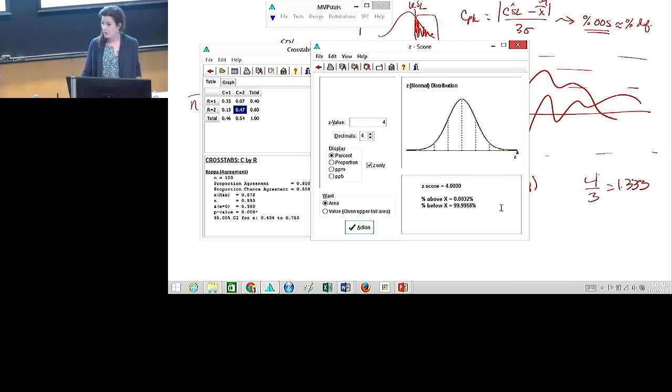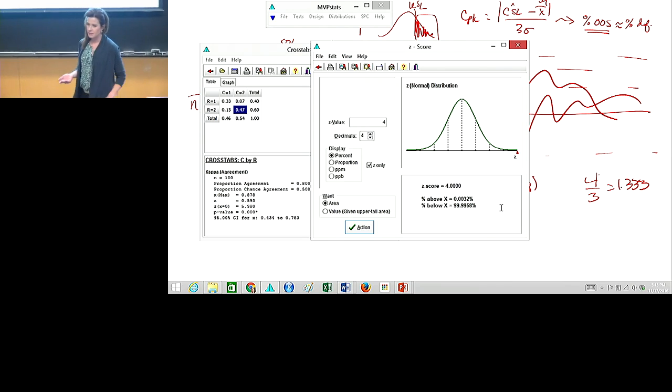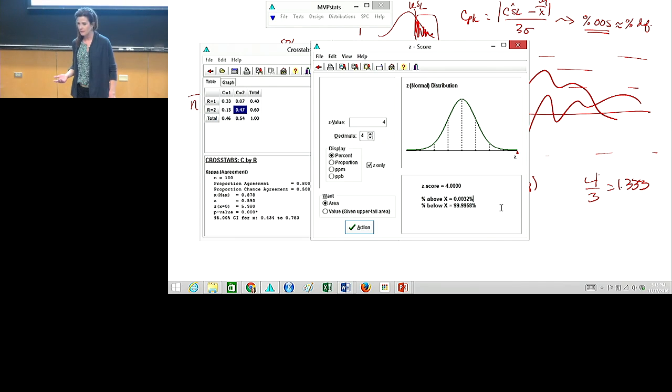So you can compare to the standard, but you could also look at the CPK. I mean, really, to be considered capable by the standards of having 4 sigma capability, you'd have to have a really low proportion defective.